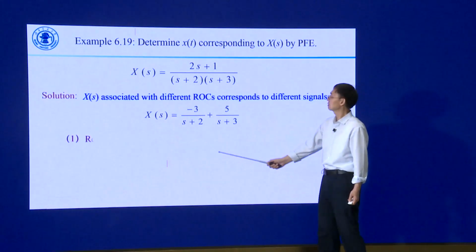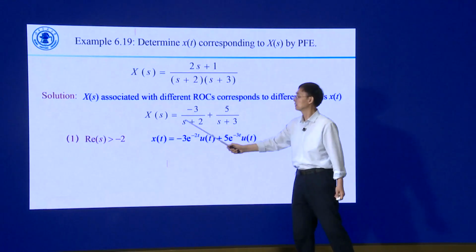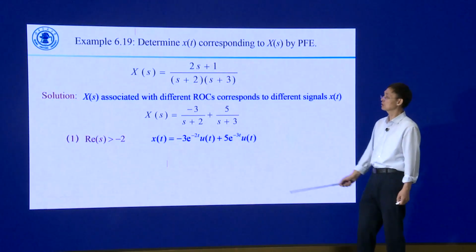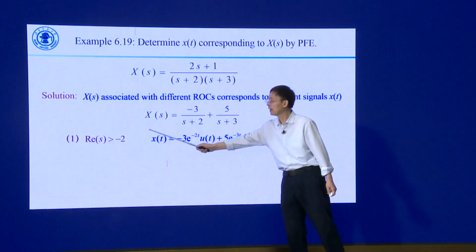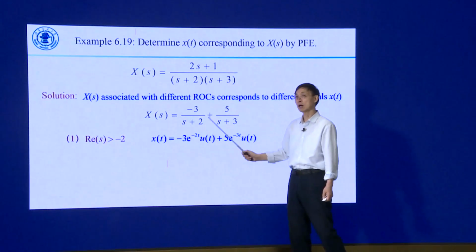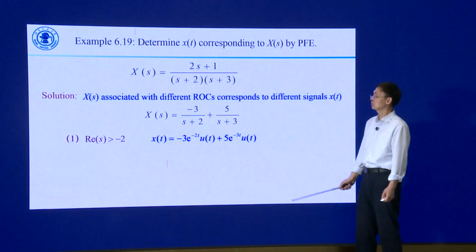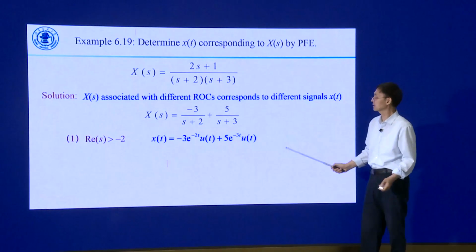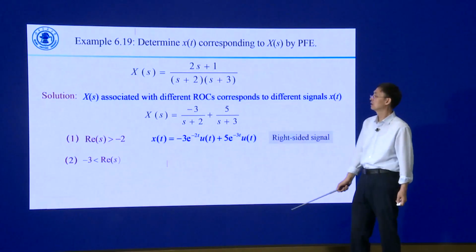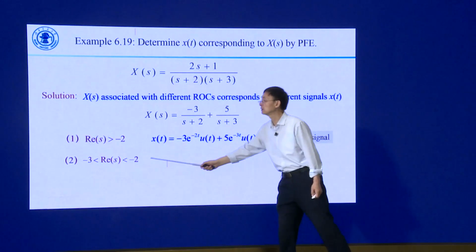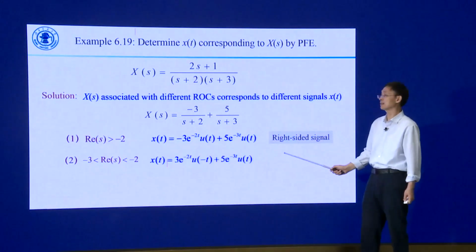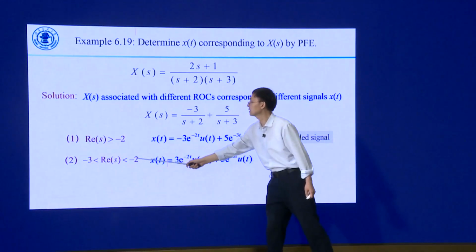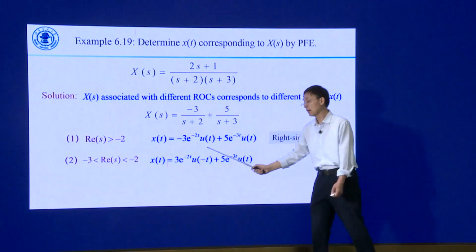For this region, the signal should be a right-sided signal, because the real part of S is greater than a real number. So the signal x of t should be a right-sided signal. For this region, the signal should be a two-sided signal. For this area, the signal should be a left-sided signal.